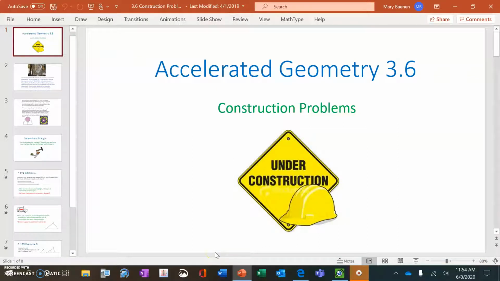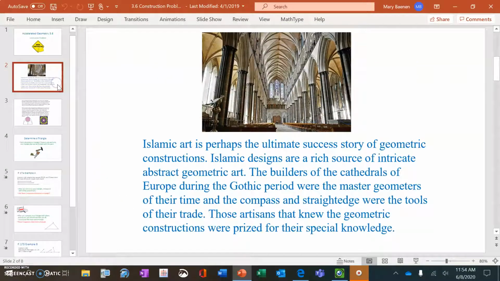This is lesson 3.6 of Accelerated Geometry, Construction Problems. So first they talk about Islamic art being perhaps the ultimate success story of geometric constructions. Islamic designs are a rich source of intricate, abstract geometric art.